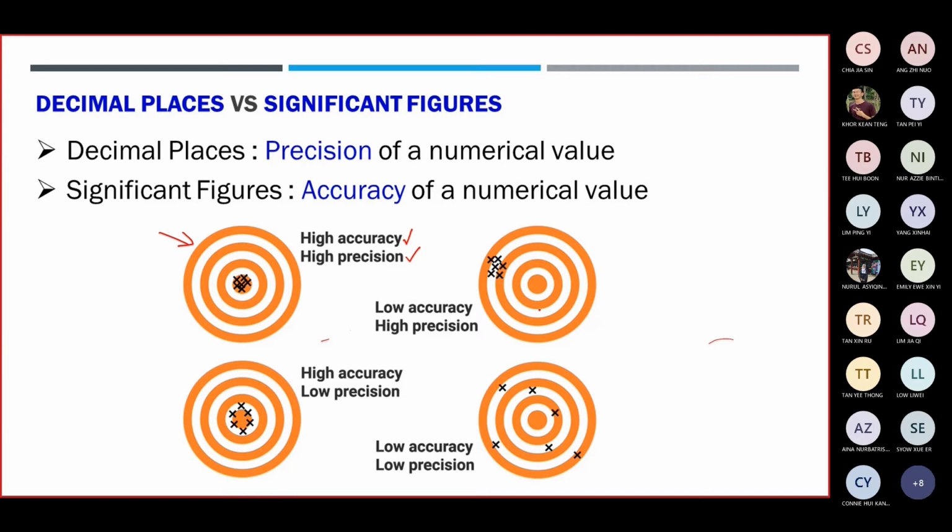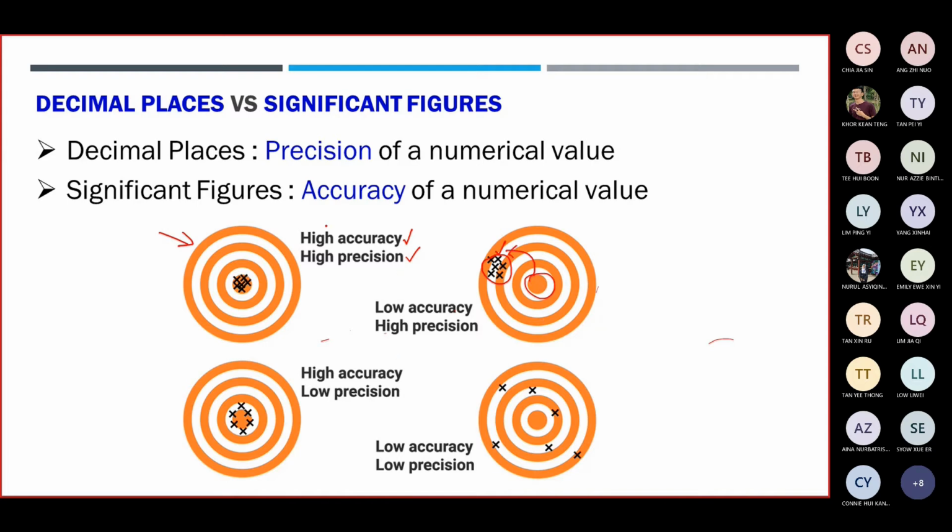Okay, look at this diagram. This is called low accuracy and high precision. Why? The hits are not at the center point, so the accuracy is low, but this is high precision because all the hits are in the same region. So we call it high precision, but low accuracy because it is just off the center.